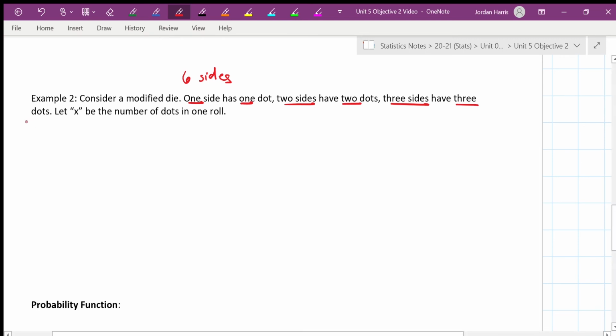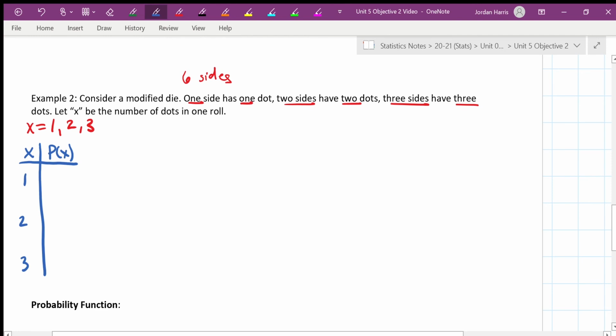Okay, so we need to write out our possible outcomes: 1, 2, or 3. Make a list. It's discrete. You need to make a list whenever you do that. It doesn't ask it, but the point of this is to make a probability distribution.